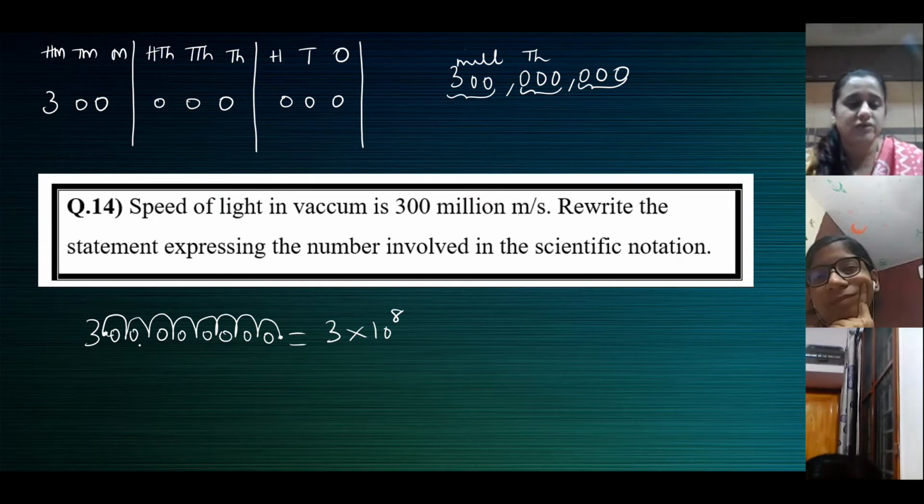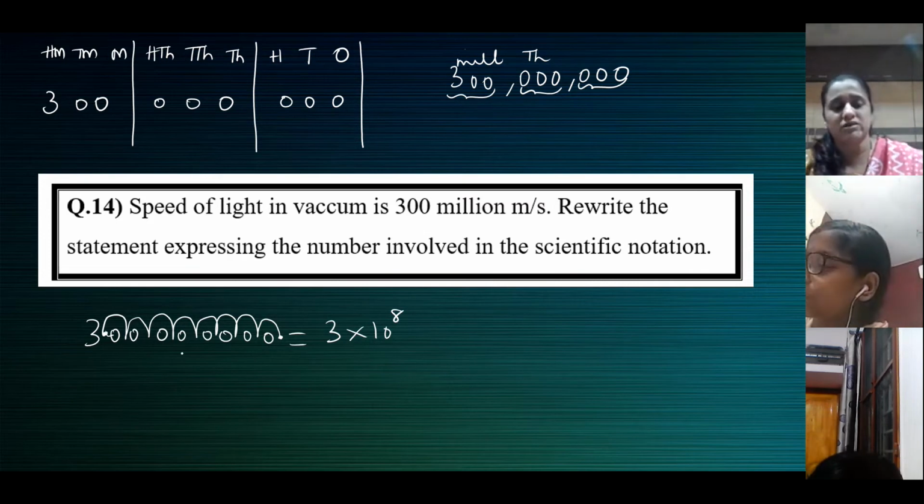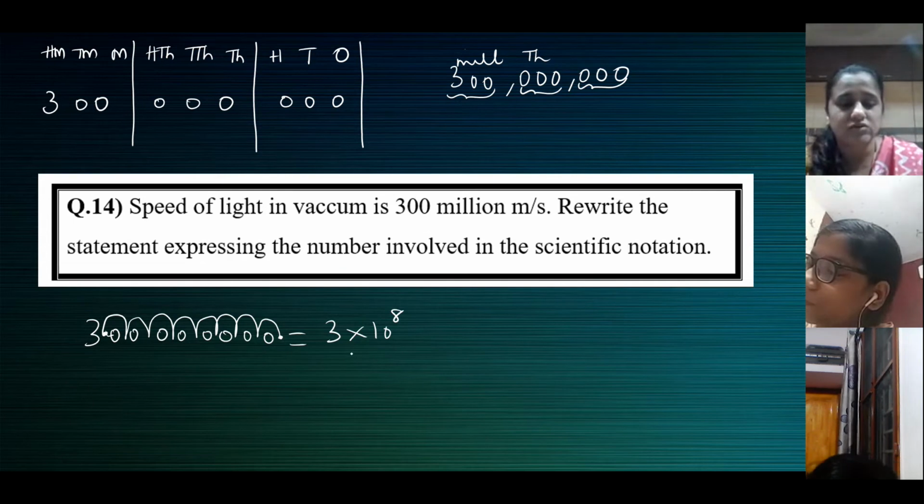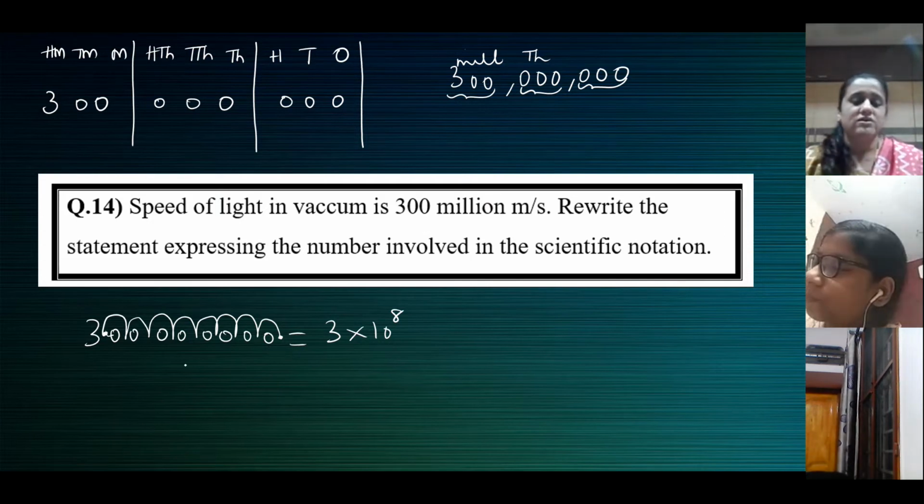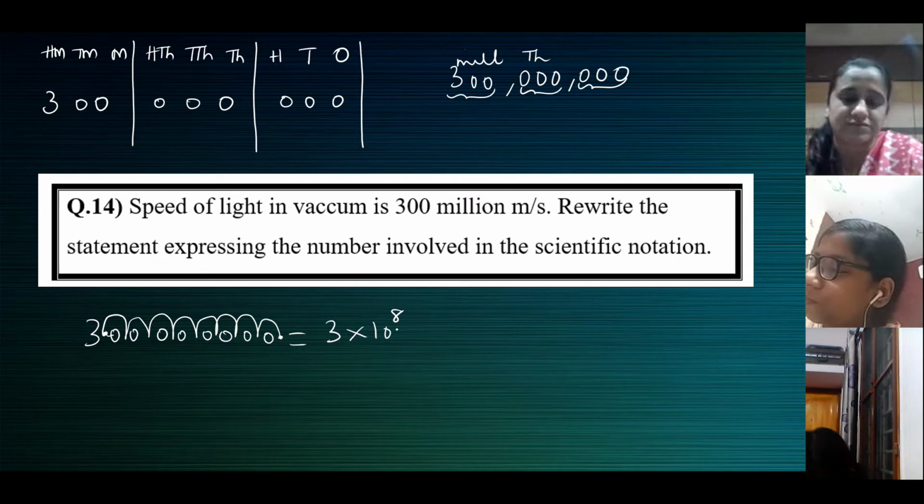Then it becomes 3. When you move the decimal point by 8 places, the value of the number becomes 3 point followed by 8 zeros. So it's nothing but 3. So 3 into 10 to the power 8, positive 8, because it's a large number and you've reduced its value. So you must raise 10 to a positive power. Since you shift the decimal point by 8 places, the power is a positive 8.